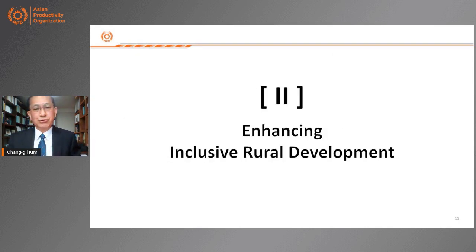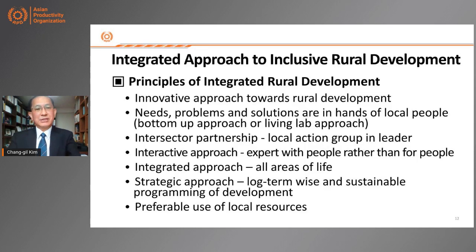How to enhance inclusive rural development? This is based on the integrated approach to inclusive rural development. There are several principles of integrated rural development. The first one is an innovative approach towards rural development. And then needs, problems, and solutions are identified by local people. That means a bottom-up approach. Recently, this kind of approach is the living lab approach, bringing all stakeholders together.